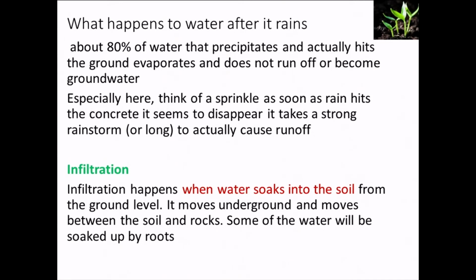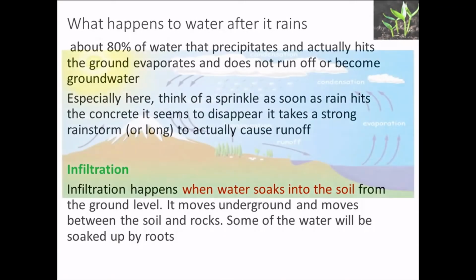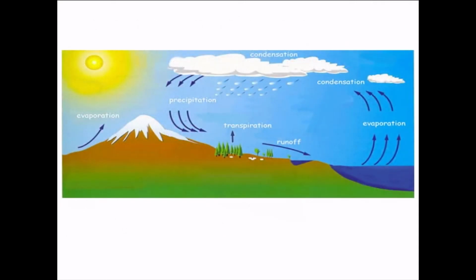80% of the water that gets precipitated will eventually evaporate within a few days. Most of that happens pretty quickly. The rest will happen when plants soak up the surface water and transpire it back out. But for the water that does make it into the ground and does infiltrate, we then call it something else. It's called groundwater.